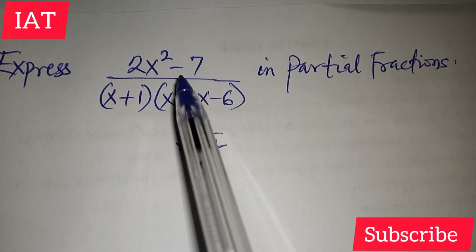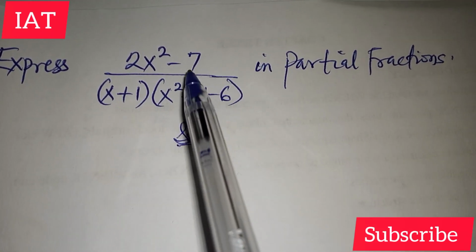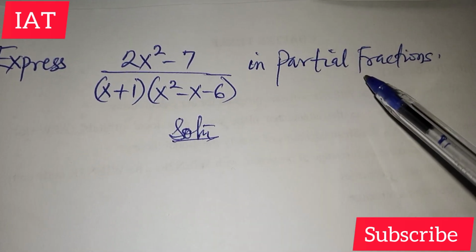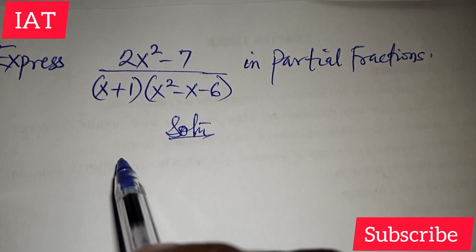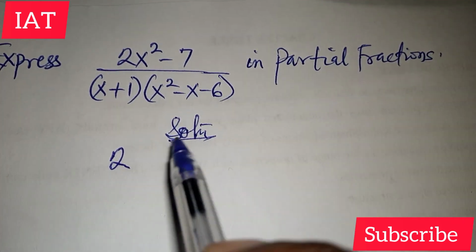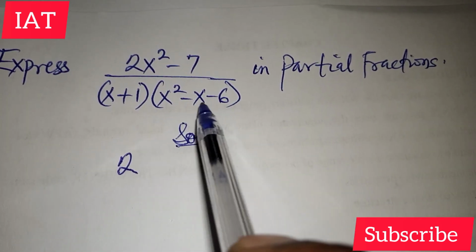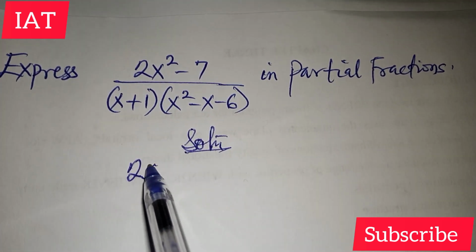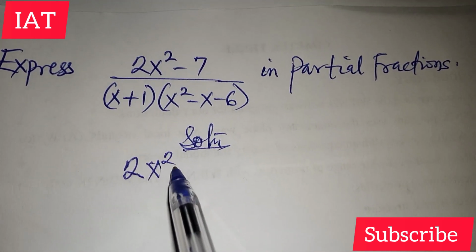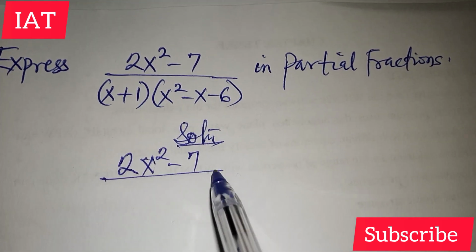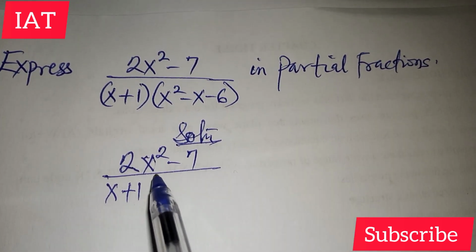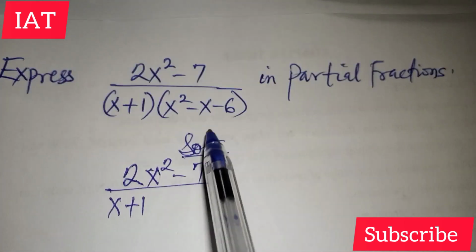In this math video tutorial, I want to solve this partial fraction. I want to resolve this expression into partial fractions. And the first thing you want to do is to make sure you have this quadratic function look like a linear factor. So we have 2x squared minus 7 all over x plus 1. So how can we make this look like a linear factor?